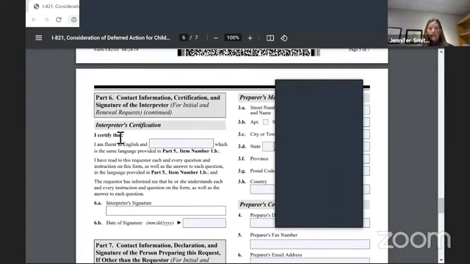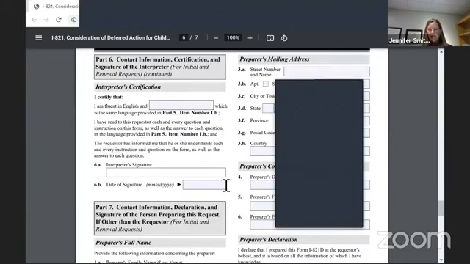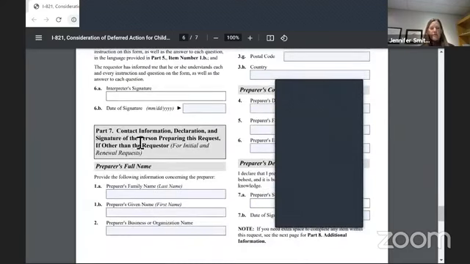This is a little bit additional stuff the interpreter needs to fill out before they can sign and date the form. Number 7, the rest of this form is all if you had someone help you prepare it.